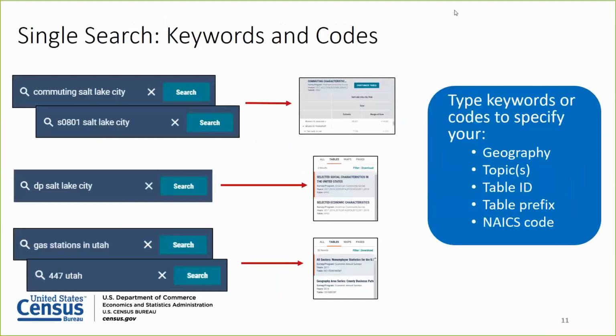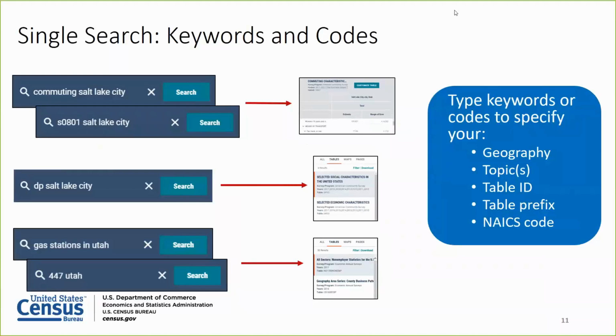So using the single search for keyword searches by topics and then a geography is an excellent way of using the single search. We don't want you to be afraid of it, so we want to give you some guidelines on good ways to get some great search results just using that free-form text search. So one is a single topic by single geography. In this case, we used commuting in Salt Lake City.